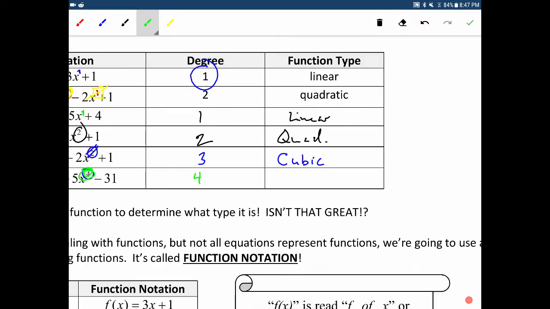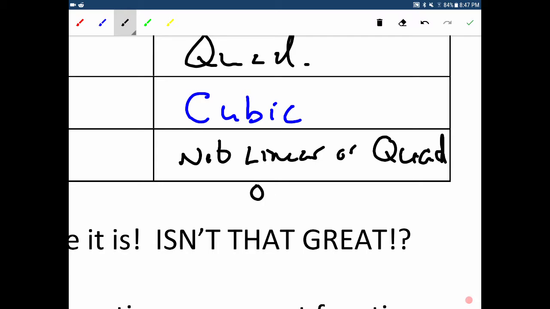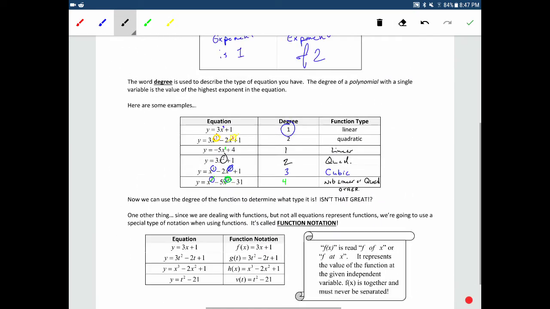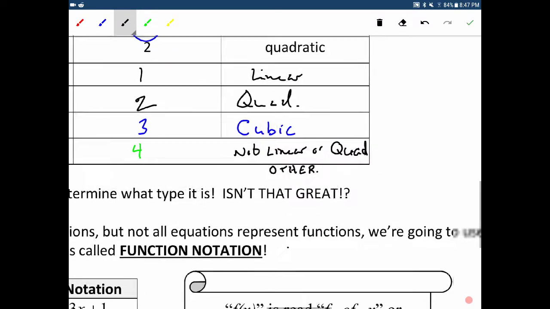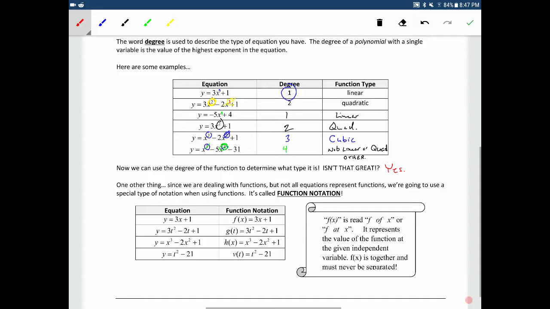And so on a test, you could just write not linear or quadratic, or you could even just write other. I would accept the word other as an answer. Okay? There we go. So now we can use the degree of the function to determine what type it is. Isn't that great? And of course, the answer is yes. Yes, it is great.